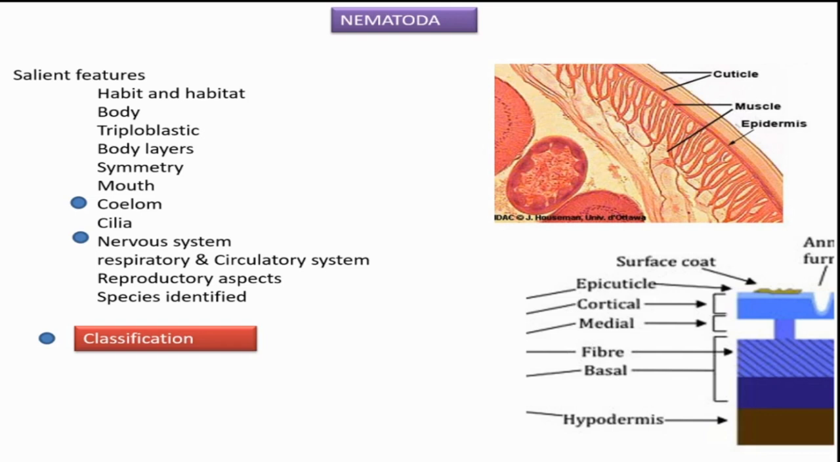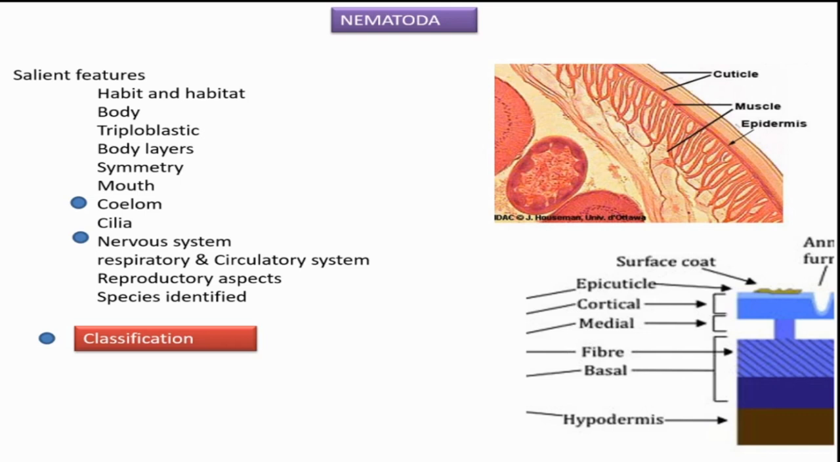Then if we go into detail, an expanded image of the cuticle is shown here. The cuticle in turn has many layers. It is multi-layered. Which are the layers of the cuticle of nematodes? The outer epicuticle. This region is epicuticle. Then below that a cortex is there, below the cortex a median layer, and below the median layer a basal layer. This much is the cuticle of the nematode worm. Okay.